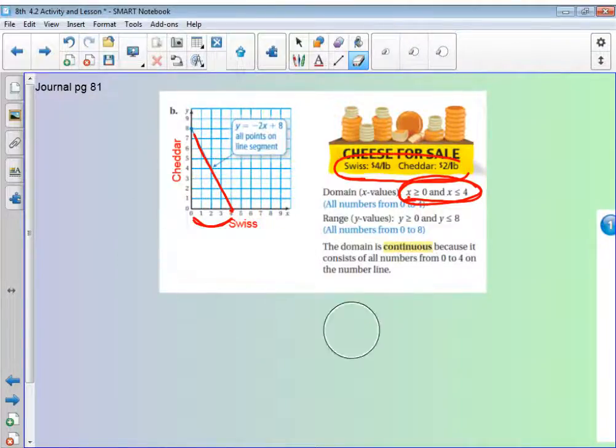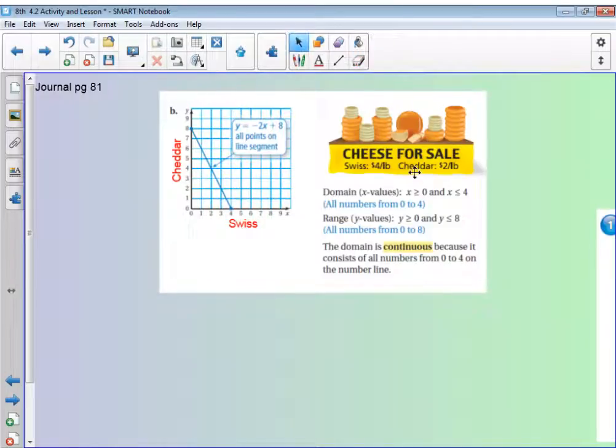The key thing when you're working with continuous and discrete domains is understanding what the scenario is. You have to understand the scenario.